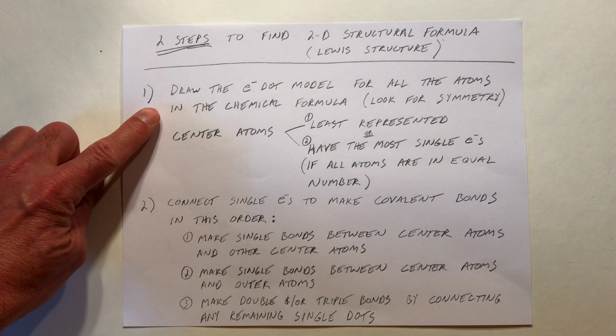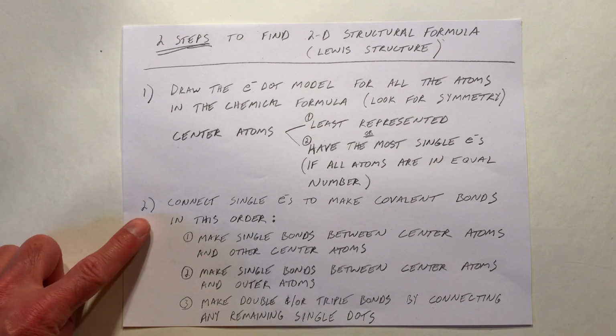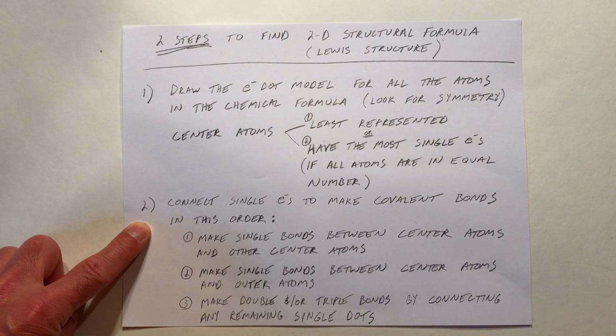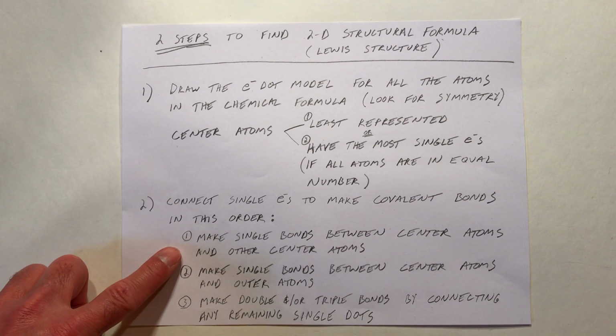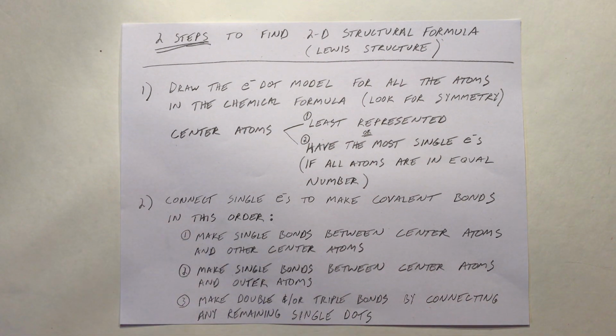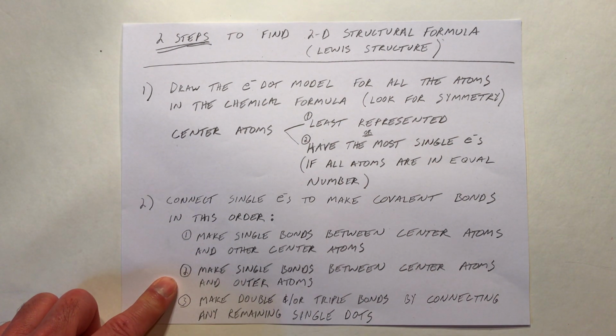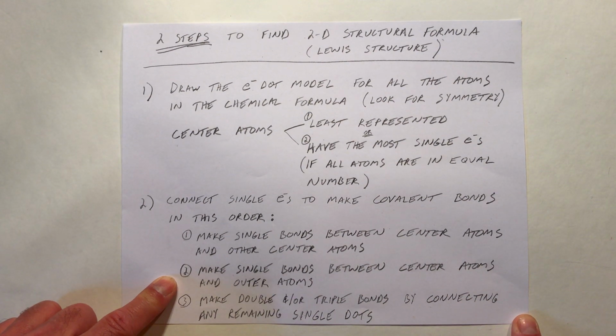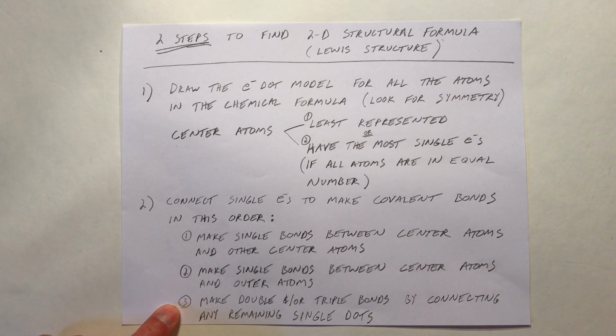Once we have all of the electron dot models for the atoms written out, then we're going to connect the single electrons to make covalent bonds, and we're going to make connections in this order. Make single bonds by connecting single dots between center atoms and other center atoms, if you have more than one atom at the center of the molecule. Then make single bonds by connecting single dots between center atoms and outer atoms. Outer atoms are atoms around the periphery of the molecule on the outside. And then make double and or triple bonds by connecting any remaining single dots.